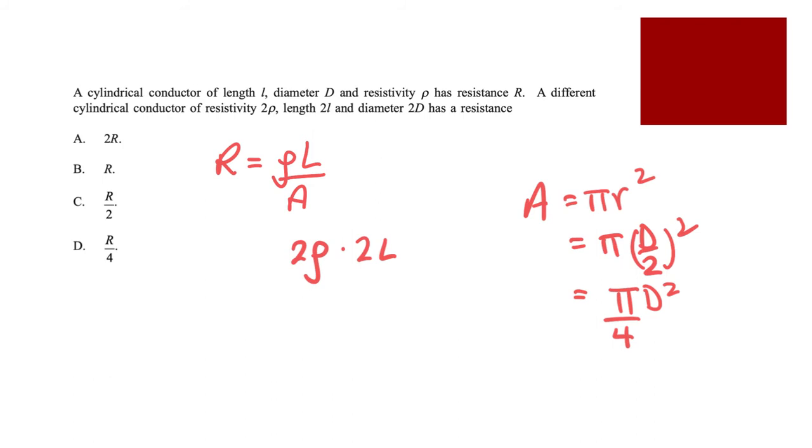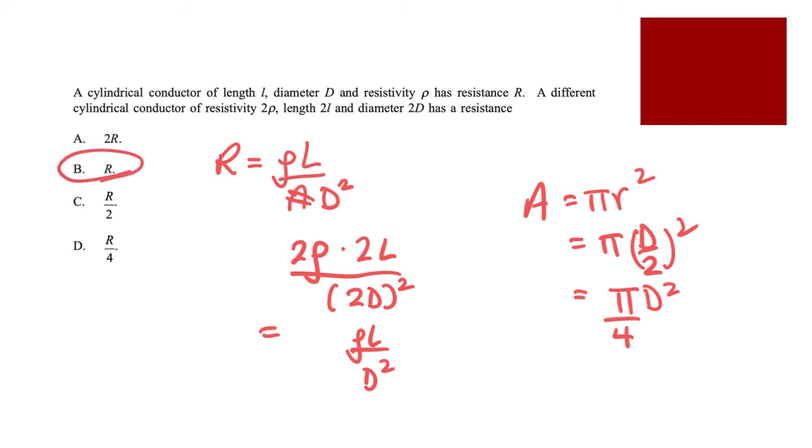Now I'm going to cheat a little bit. Instead of just saying A here, I'm just going to write d squared because I know the pi over 4 is going to cancel out. So down here I need to put 2d, squared. If I clean that all up, I have 4 on the top, rho L d squared on the bottom, and I have 4 on the bottom, which means it's going to be exactly the same, and my answer is B.